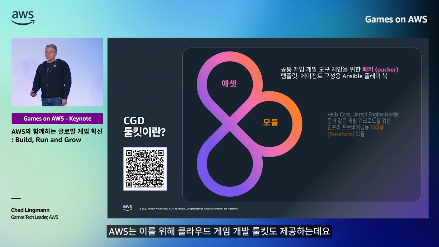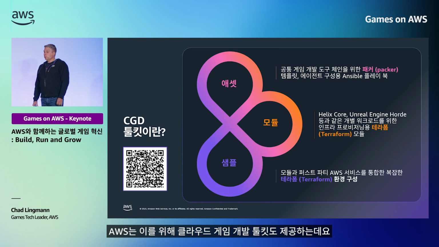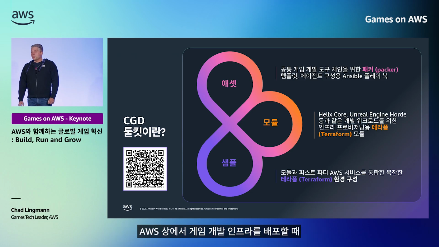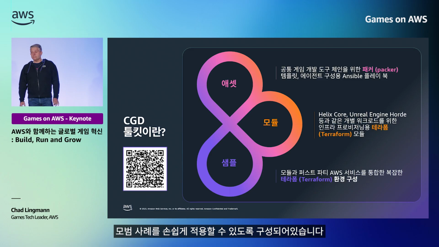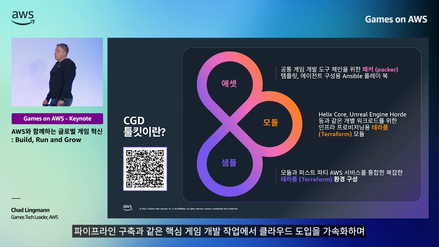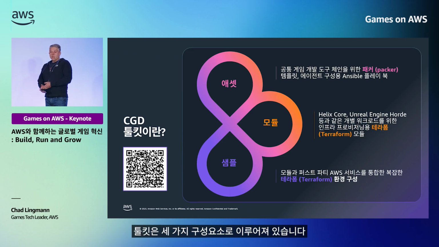We also offer something that we call the Cloud Game Development Toolkit, which is a modular, open-source collection of infrastructure as code templates that apply best practices for deploying game development infrastructure on AWS. It's designed to help game studios jumpstart the process of leveraging cloud for your key game development tasks, including version control and build pipelines. The Cloud Game Development Toolkit is made up of 3 components.